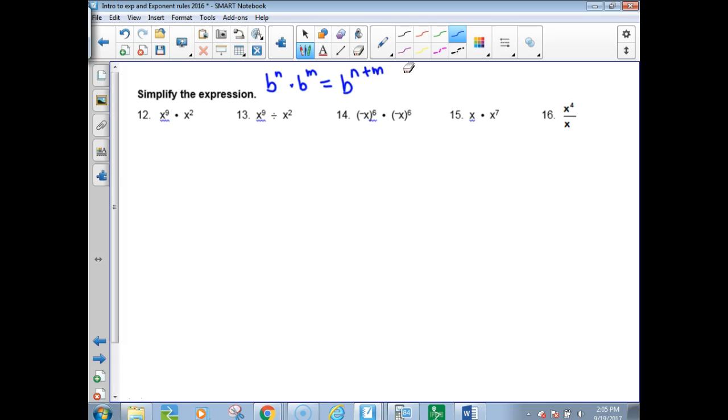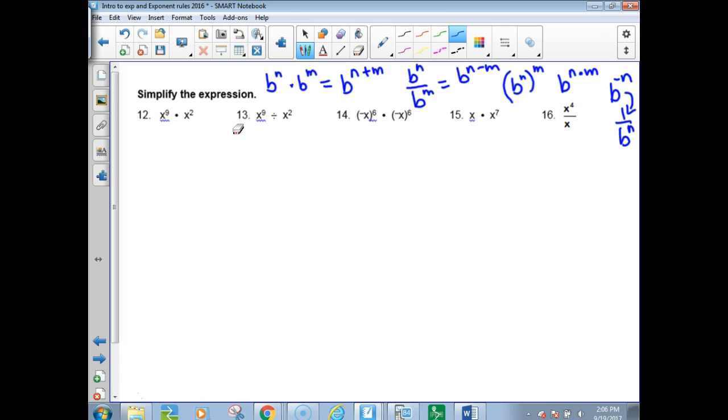You add the exponents. If you do b to the n divided by b to the m, you will subtract the exponents, n minus m, b to the n minus m. If you do b to the n raised to the m power, then you multiply the exponents, b to the n times m. If you have b to the negative n, you write the reciprocal, 1 over b to the positive n. Okay?